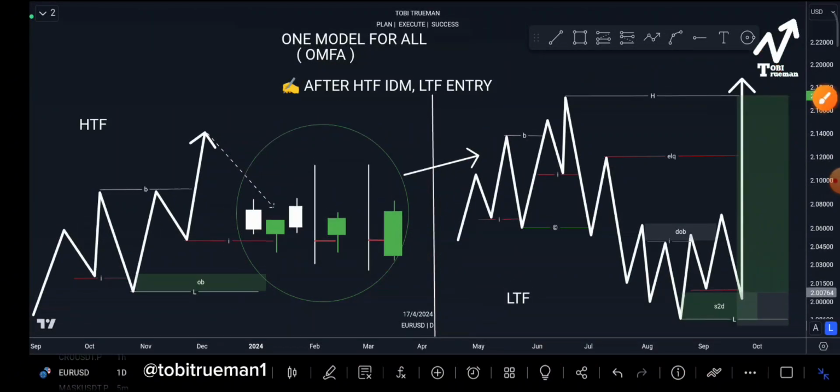So I'm going to look for a particular model, and the particular one that played out uses this model: after price has taken out the higher time frame inducement, the lower time frame gives us our entry model, then we can trade accordingly.